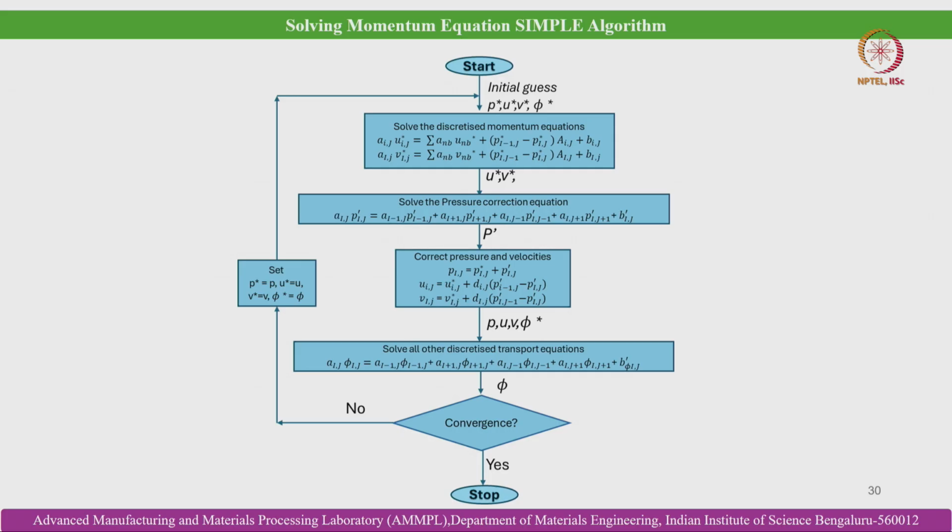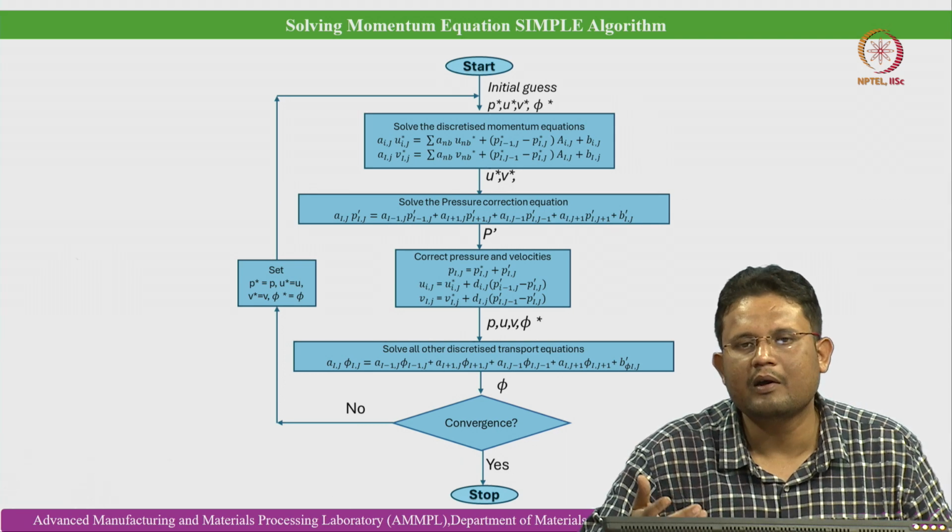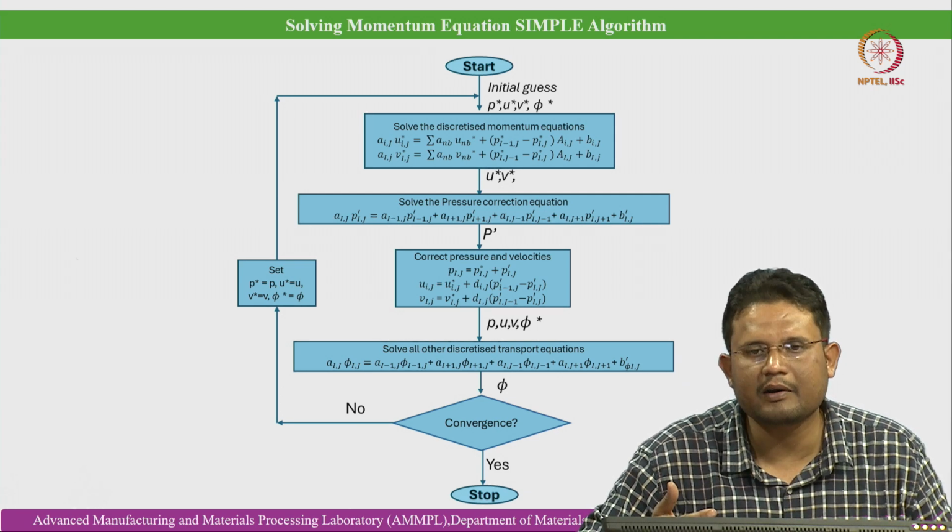So, this algorithm was originally put forward by Patankar and Spalding and is essentially a guess and correct procedure for the calculation of pressure on the staggered grid arrangement. So, that we have discussed earlier, and the method is illustrated by considering the two dimensional laminar steady flow equations in Cartesian coordinates.